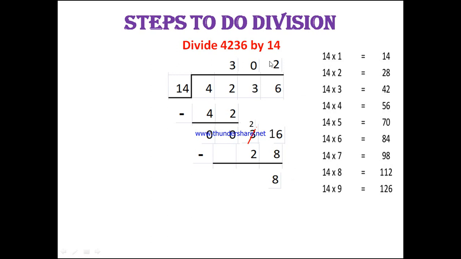That's all. So now the quotient. In division, the answer is called the quotient. So 302 is the quotient and the remainder is 8. That is, I had 4,236 rupees and I shared it among 14 persons. Each received 302 rupees. Division means we have to share equally. I shared among 14 persons, and each of them received 302 rupees equally. After sharing equally, I have a remainder of 8.